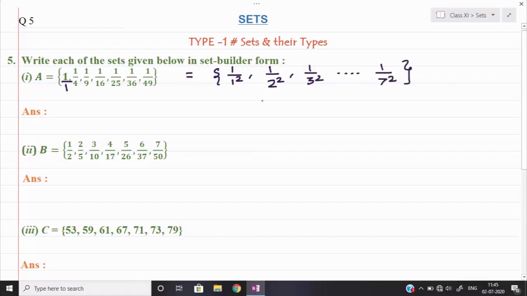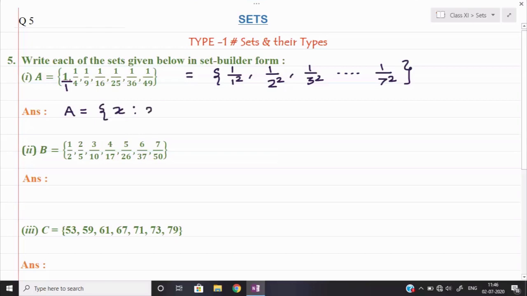Observe that each time the numerator is fixed, that is 1 only, but the denominator is the square of one particular term. First time it is 1, second time it is 2, third time it is 3. So see how I can define this set with the help of one property. Here only 7 elements are given, but suppose it is infinite, then we cannot list out all the elements. In that case, set builder form will work. Set A is equal to, first of all I will write x, which represents all the given elements.